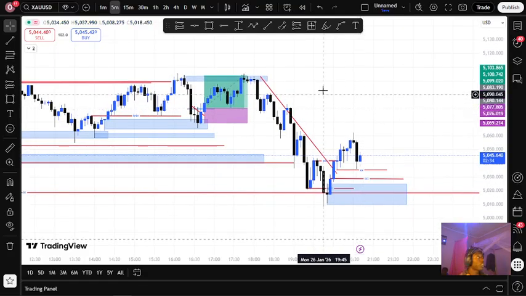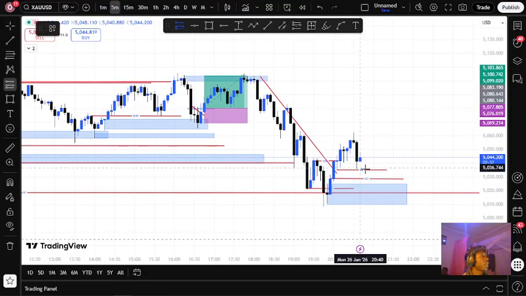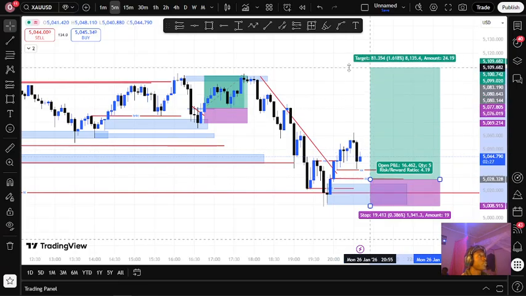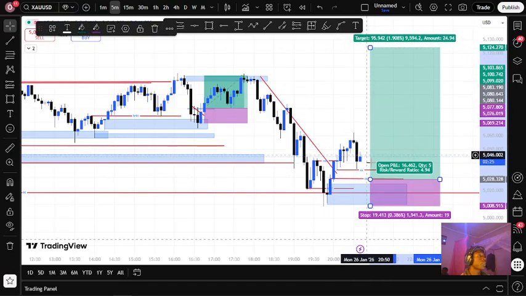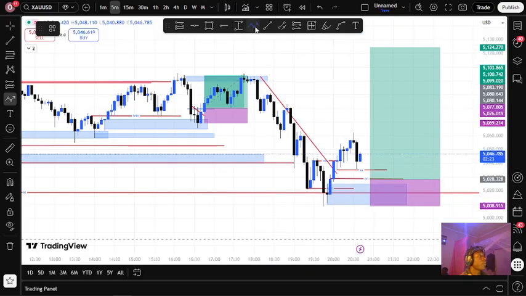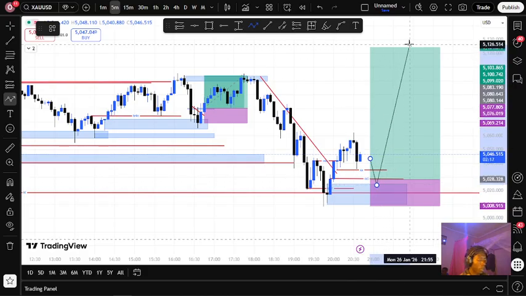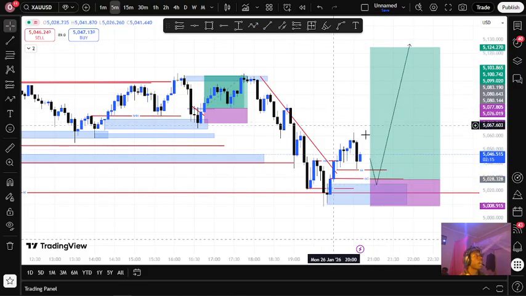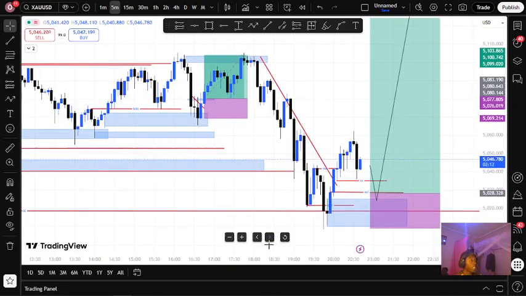So basically what I'm anticipating is a buy at either this zone, targeting 5100, in case the price might not pump upside. So I'm waiting for the price to retrace at this zone here before buying. So this is my anticipation.